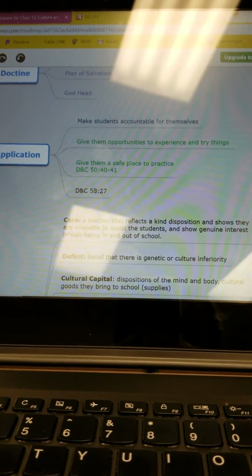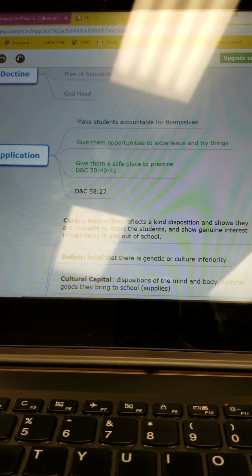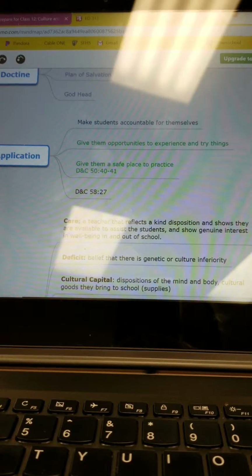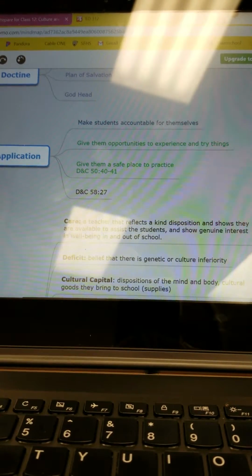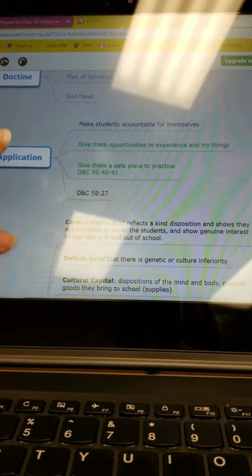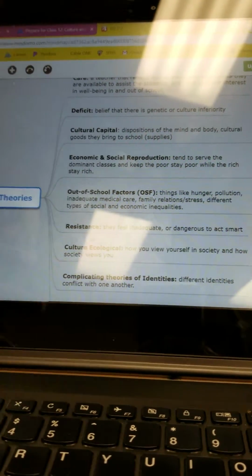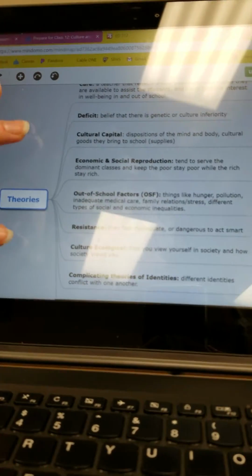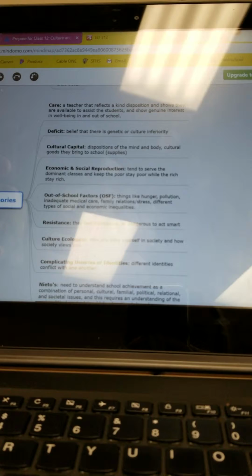We also added D&C 58:27, which just keeps them anxiously engaged, which makes a great deal of difference for them in their learning. I added in all the theories just so I have a good way to reference back to them and it reminds me of what each theory is.